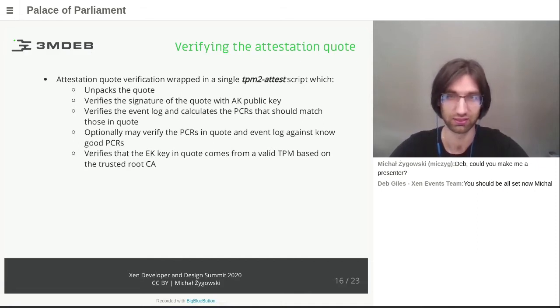However, I haven't been able to do that because safeboot didn't document any format of the file that represents the good PCRs. And then at the end, we verify the endorsement key in the quote, whether it comes from a valid TPM. In order to do that, we have a trusted root CA with all the certificates from the TPM vendors, and against it the endorsement key is validated.